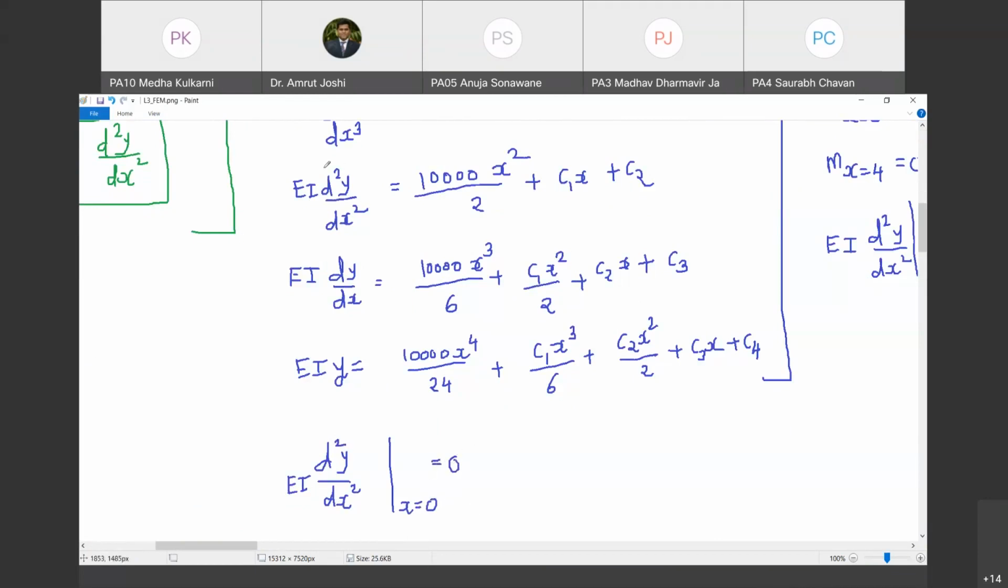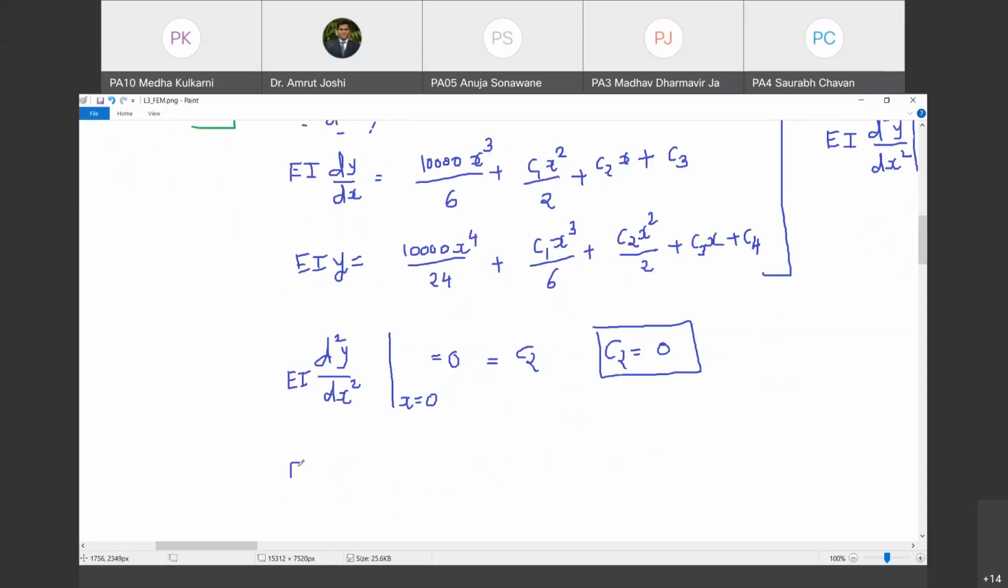Yes, sir. But what is EI d square y by dx square? This is the formula. Are you with me? Yes, sir. In the right hand side, if I substitute x equal to 0, what do I get? Only C2. So what do I get from this boundary condition? C2 is equal to 0. Happy? Yes, sir.